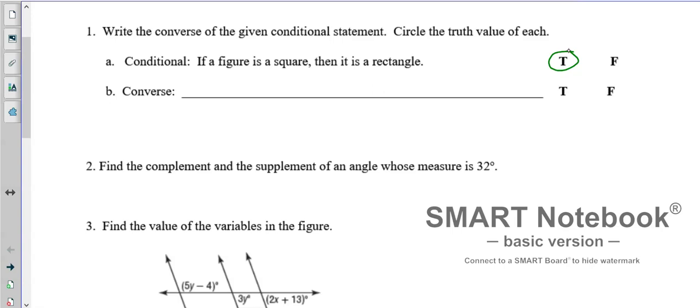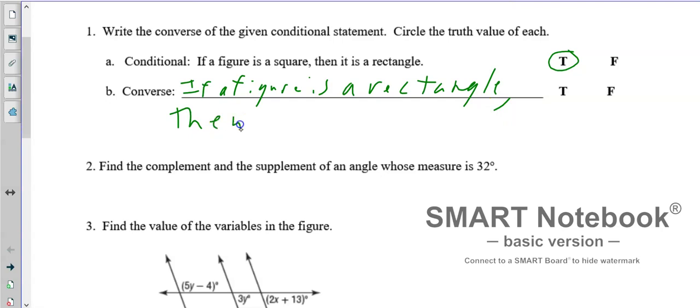Now the converse, remember, is all we're going to do is flip these. So if a figure is a rectangle, then it is a square. And like I just talked about, that's false.